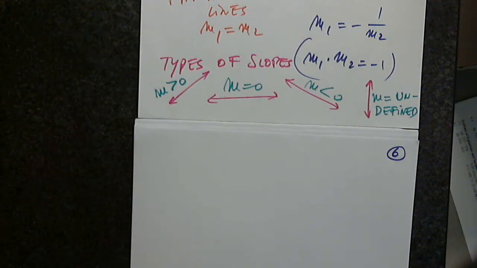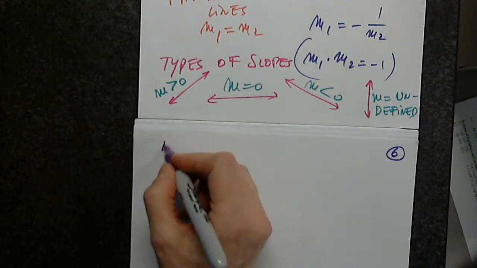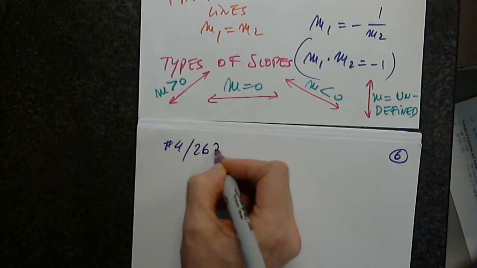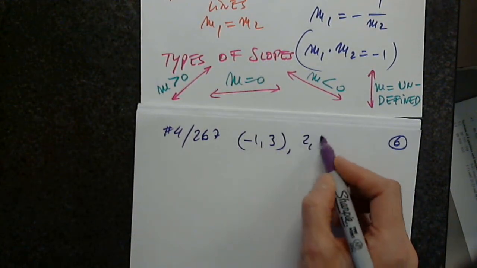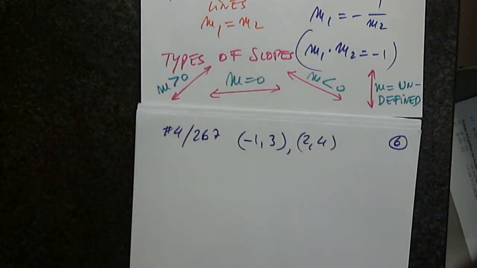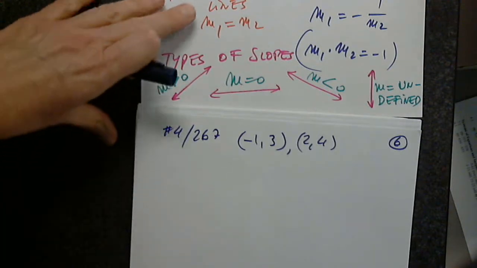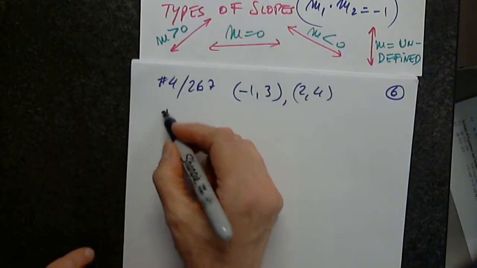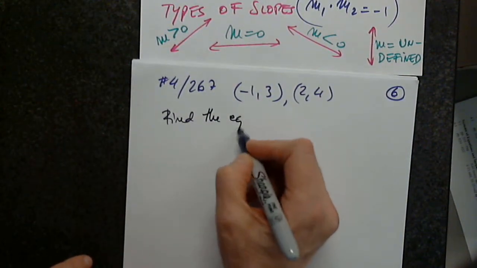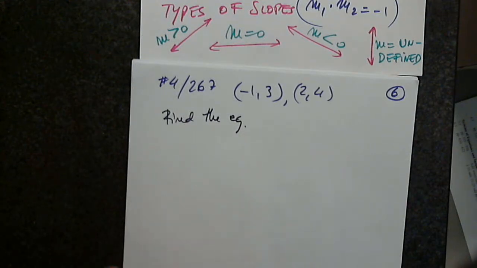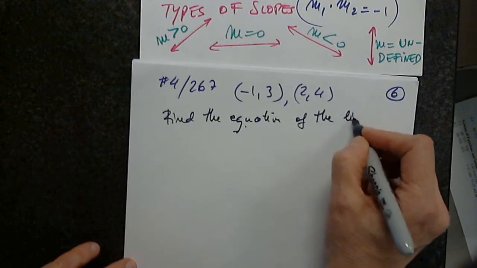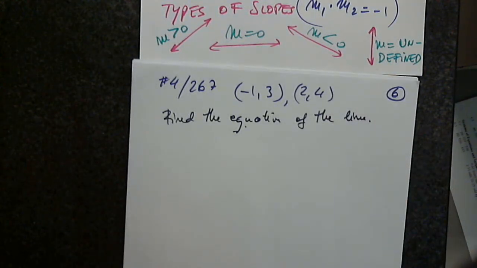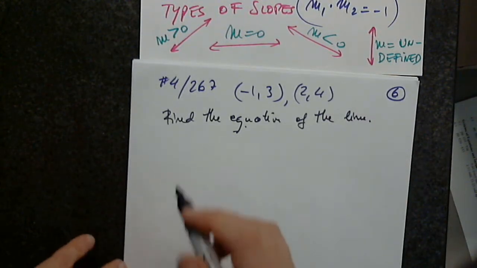For example, here's our first question. Let's say number 4 on page 267. We are given 2 points, (-1, 3) and (2, 4). And we're asked to find the equation of the line passing through these two. What do we have to find first? Yes, we will have to find a slope.